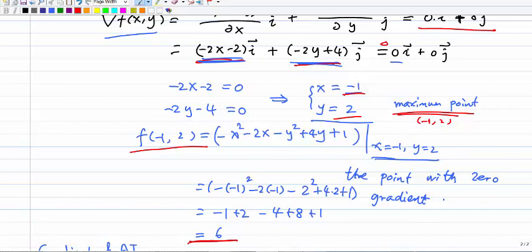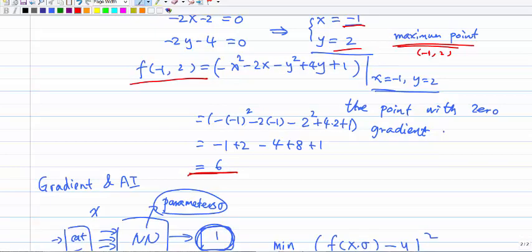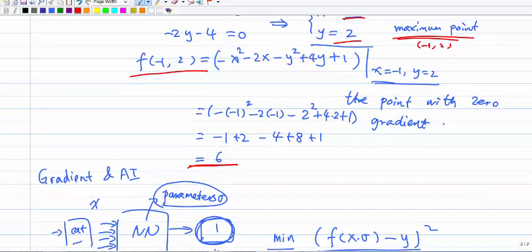Okay. So last one, let's talk a little bit. Why do we talk about gradient? There are a lot of applications for gradient in different aspects. One of the very popular ones is in AI, artificial intelligence. If someone knows about AI, especially when we talk about deep learning.